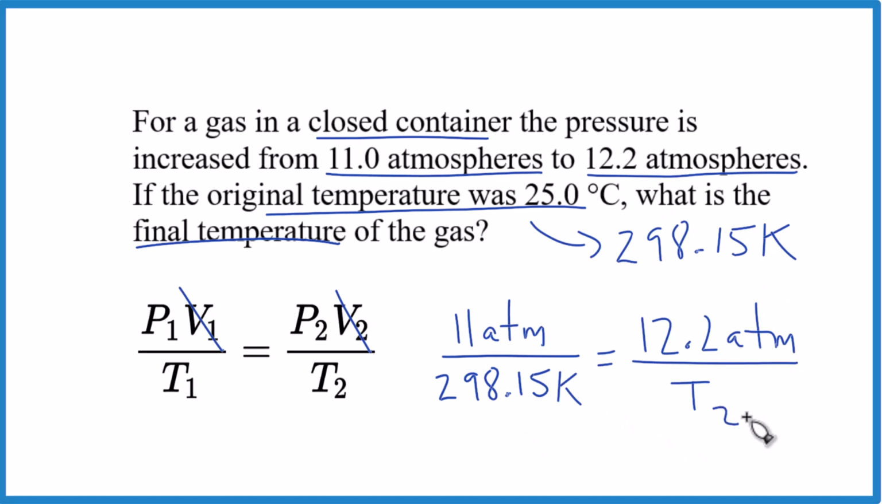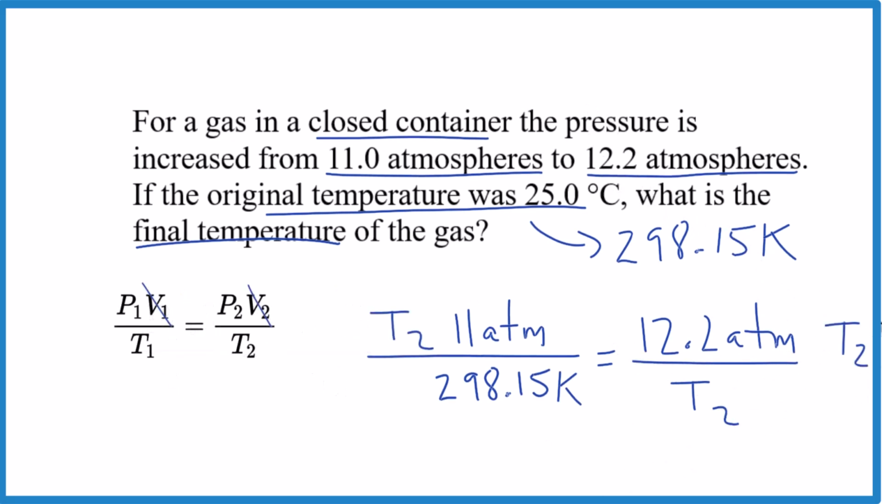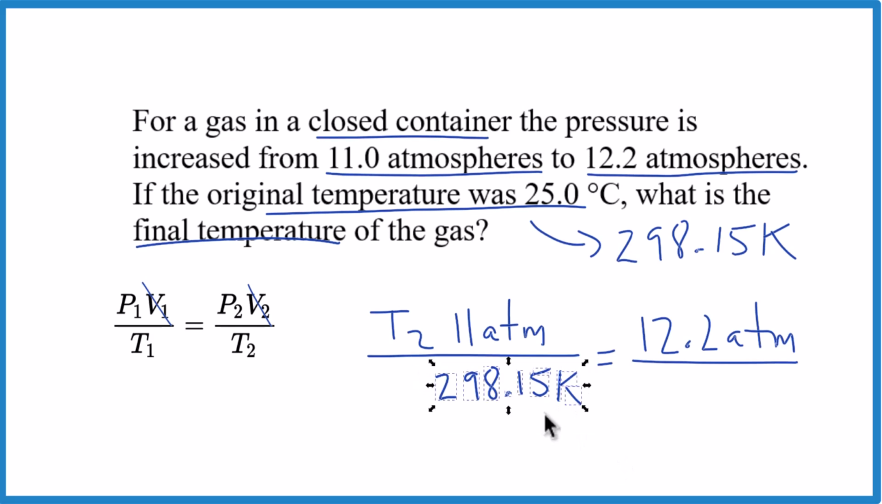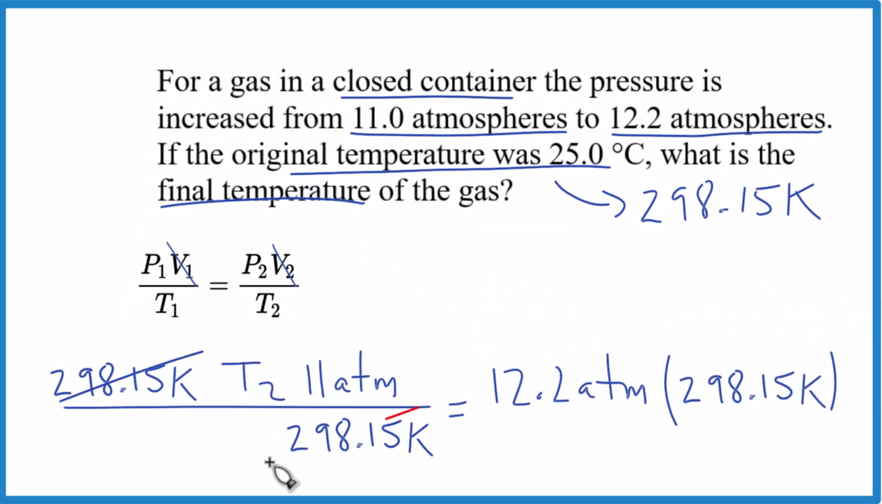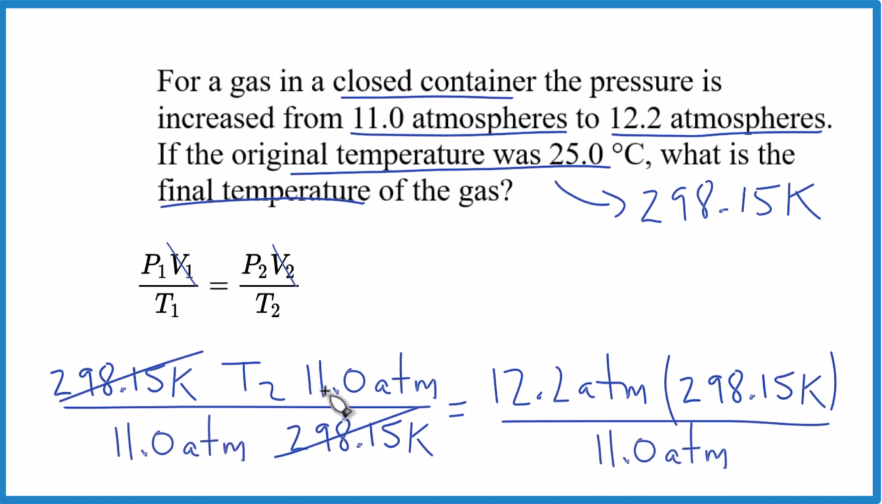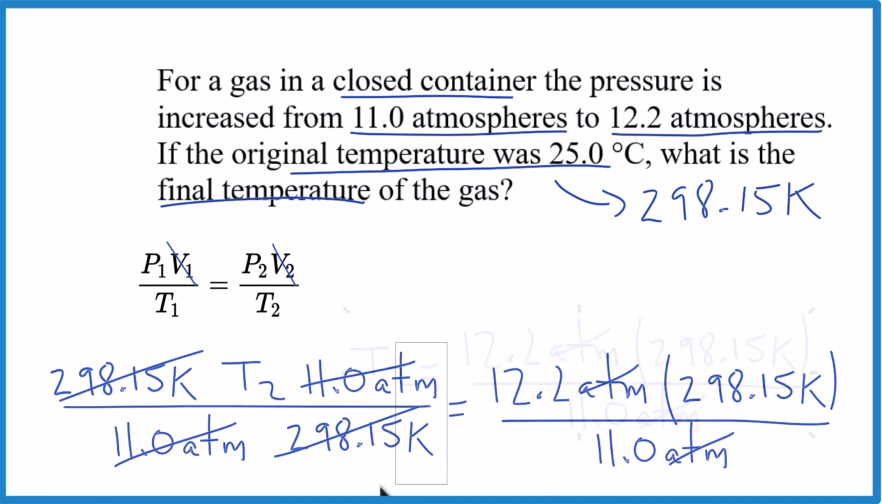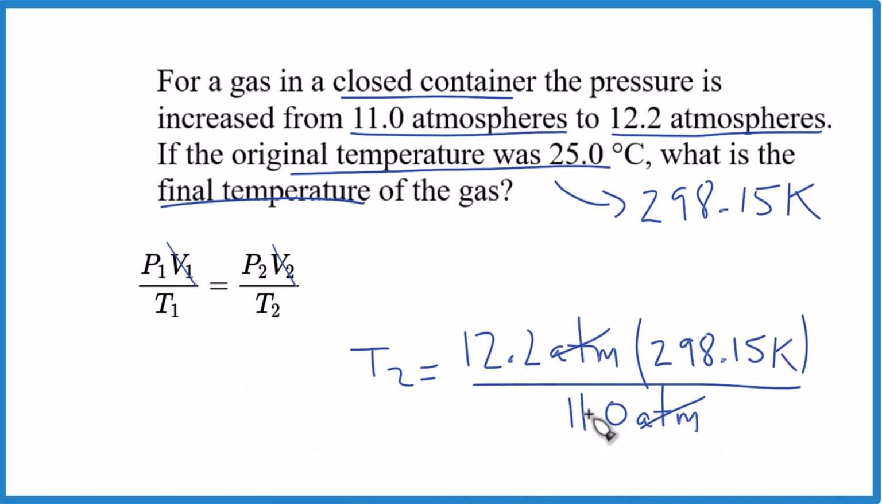If we do the math, I think I'll multiply both sides by T2. These will cancel out. Now I have T2 on the top. I could multiply both sides by this 98.15, but I'll need some more room here. Then that cancels out, and then I can divide both sides by 11 atmospheres. That cancels out. And over here we have atmospheres on the top and the bottom. That's gone. Let's get rid of all of this. That's kind of the long way to do it, but it works.